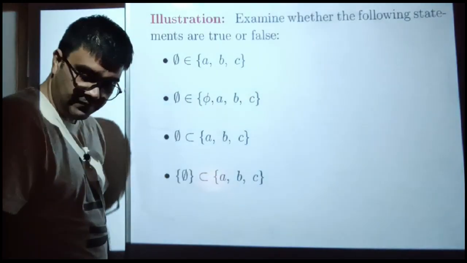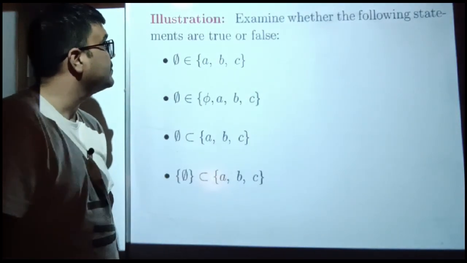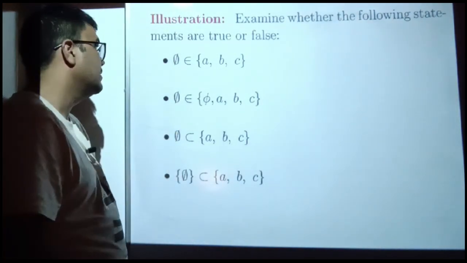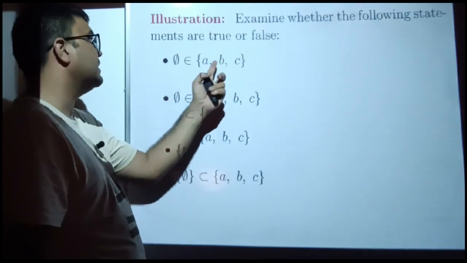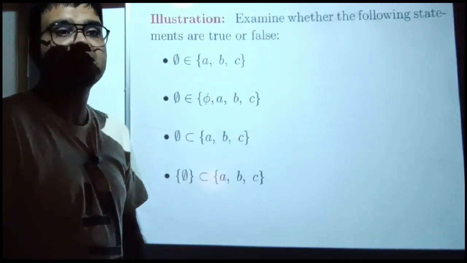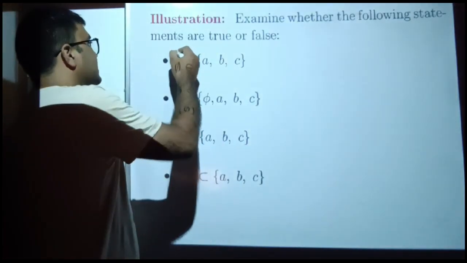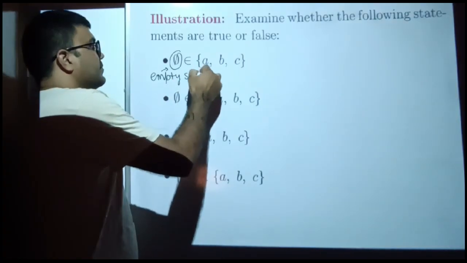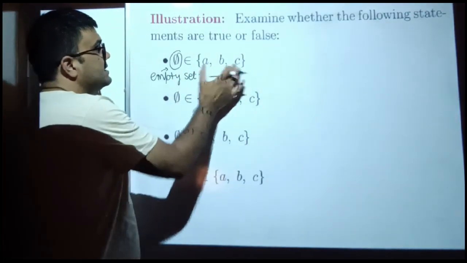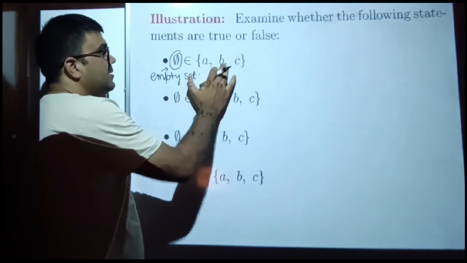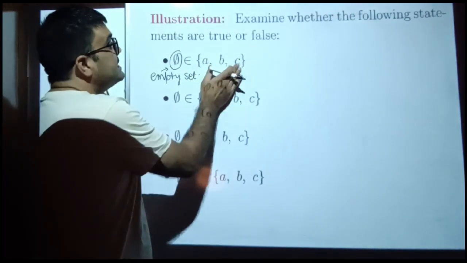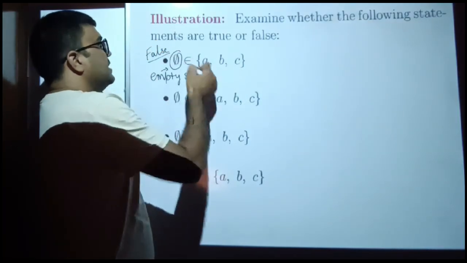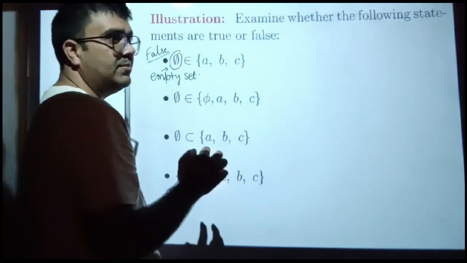Now next we have an illustration. We have to check whether the following statements are true or false. First is phi belongs to the set {A, B, C}. When we are saying phi belongs to the set, phi is the empty set. So look at this set. How many elements does this set have? It has elements A, B and C. Is there any set over here which is the empty set? So we are saying that this statement is false. There is no set in this set which is empty.